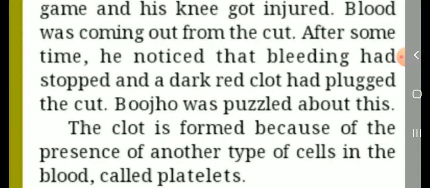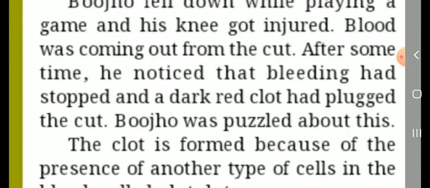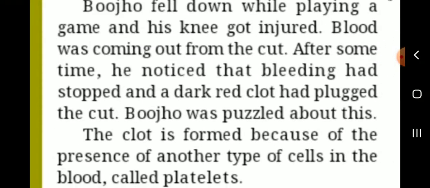The clot is formed because of the presence of another type of cells in the blood called platelets. That's all.